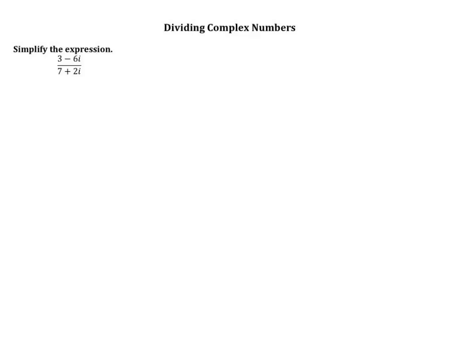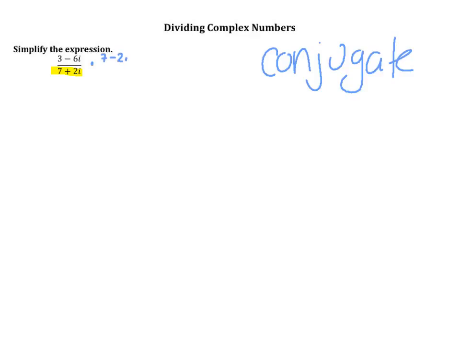And what that is, let me spell out the word conjugate here. So conjugate is going to be the opposite of the bottom number. So the bottom number is 7 plus 2i. So you're going to multiply by the opposite, which is 7 minus 2i. And we're going to multiply that for the numerator and the denominator.